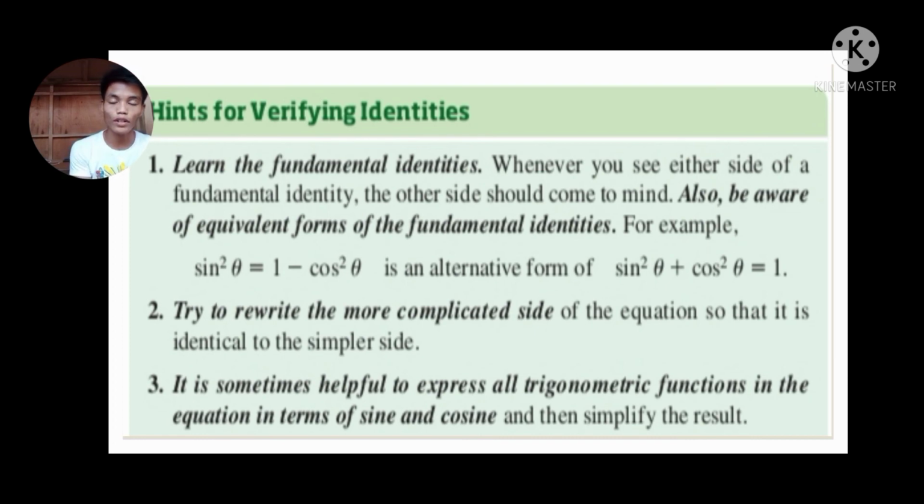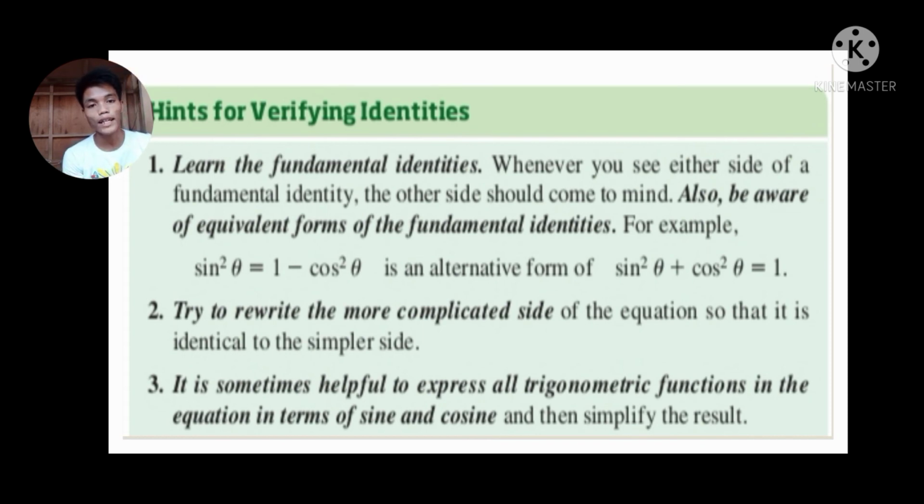Just look at my PPT. For example, sin squared theta is equal to 1 minus cosine squared theta, an alternative form of sin squared theta plus cosine squared theta is equal to 1. Then, number 2, try to rewrite the more complicated side, because in verifying identities, we must ensure that every detail is found in the equation. So we need to rewrite the more complicated side of the equation so that it is identical to the simpler side, meaning both sides are equivalent.